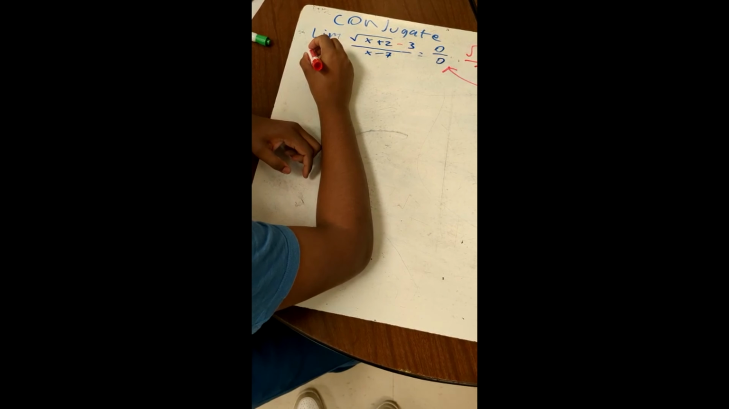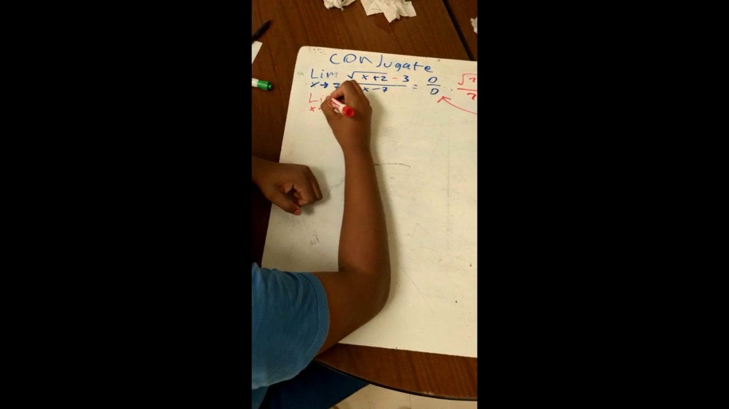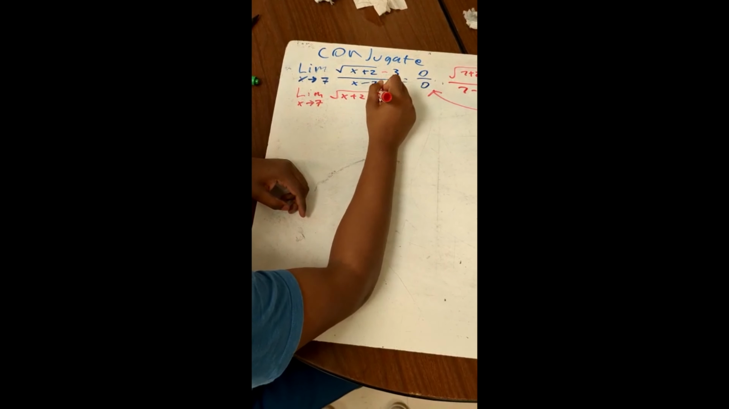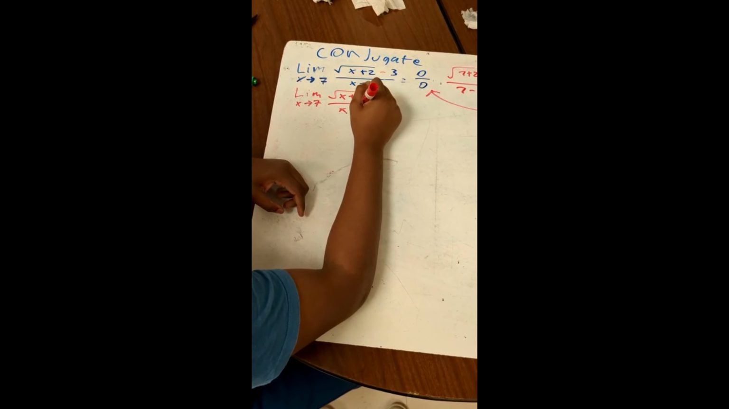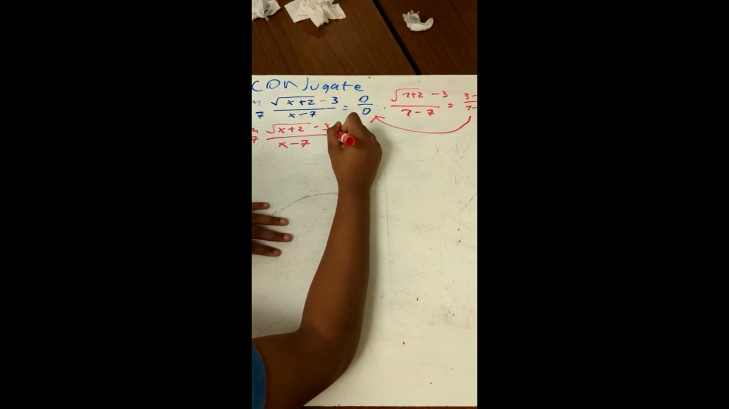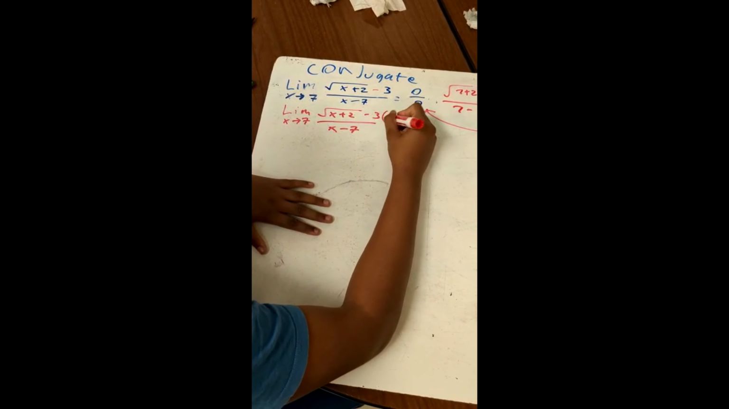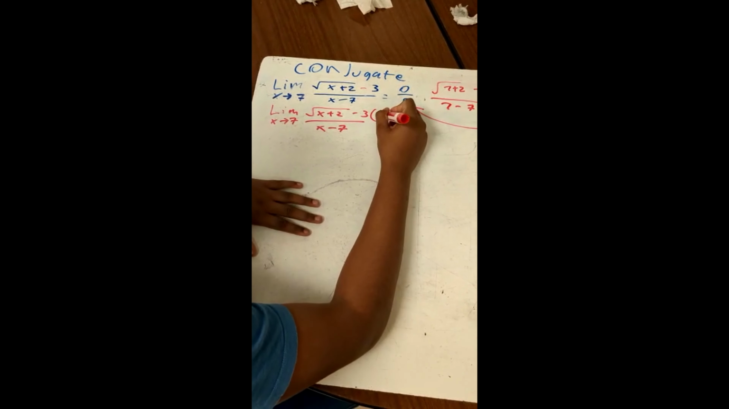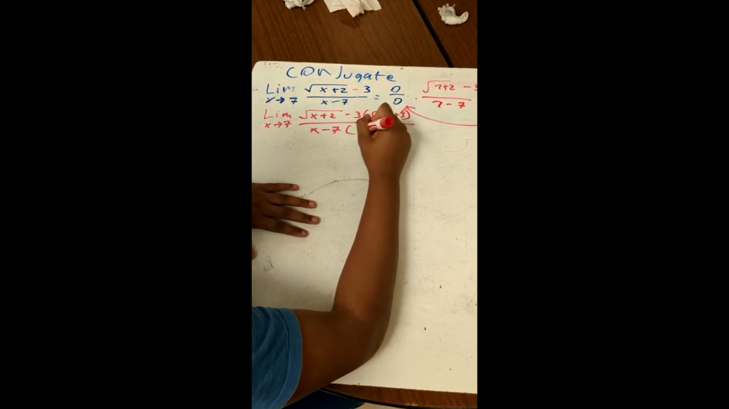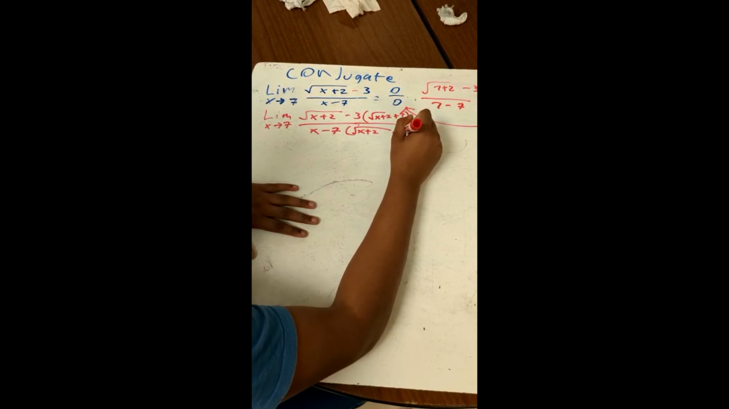So if we conjugate it, we get the limit as x goes to 7 of the square root of x plus 2 minus 3 all over x minus 7. We can find the conjugate of this because it has a square root. The conjugate is just this with the opposite sign. So we multiply by the square root of x plus 2 plus 3 all over the same thing, because we have to multiply it by the same: the square root of x plus 2 plus 3.